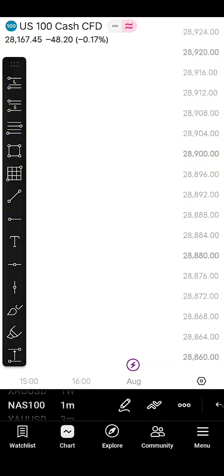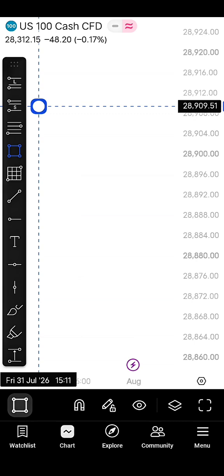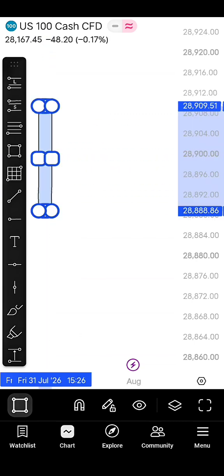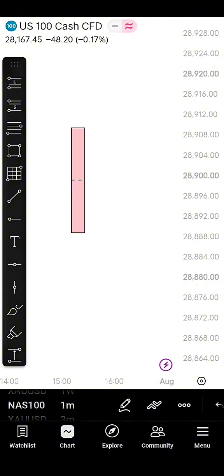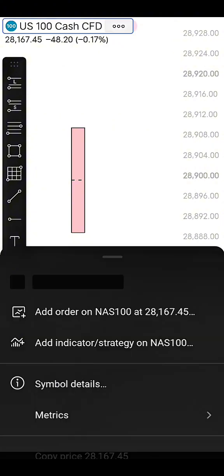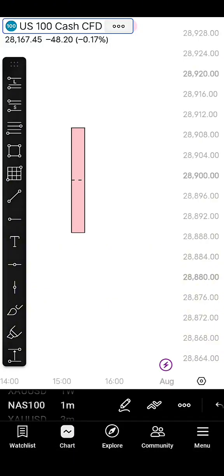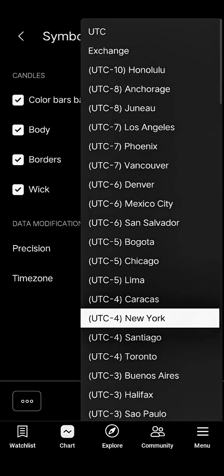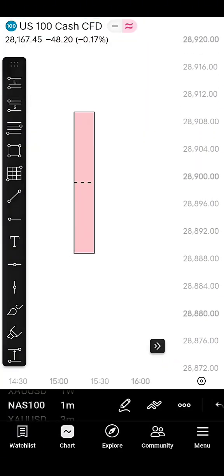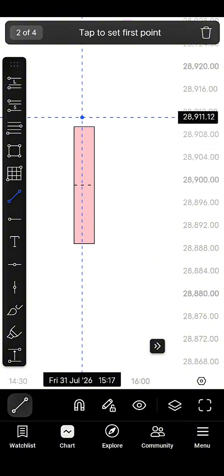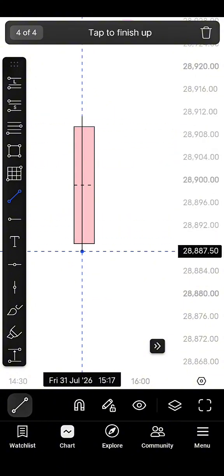First of all, what will you do? You will wait for the candle to open at 10 a.m. I am talking about UTC minus 4 time, which is New York time. Make sure your time zone is set to UTC minus 4. For example, this is the 10 a.m. candle.